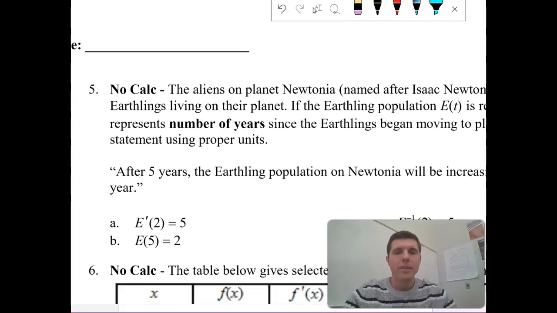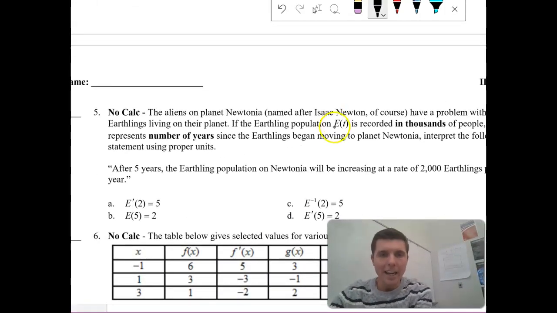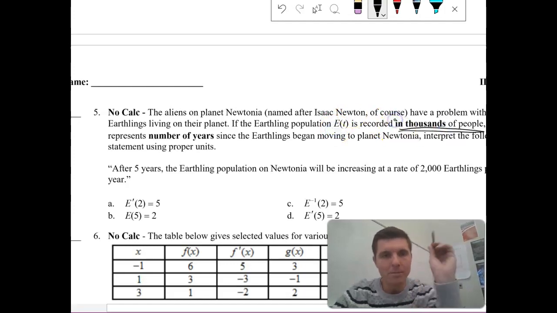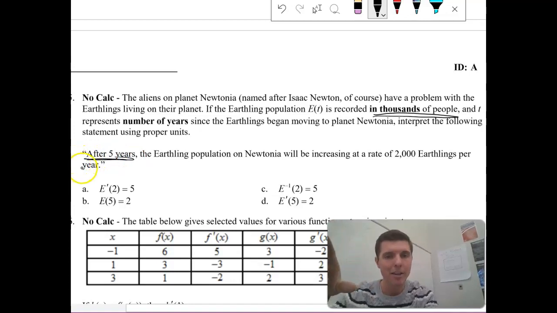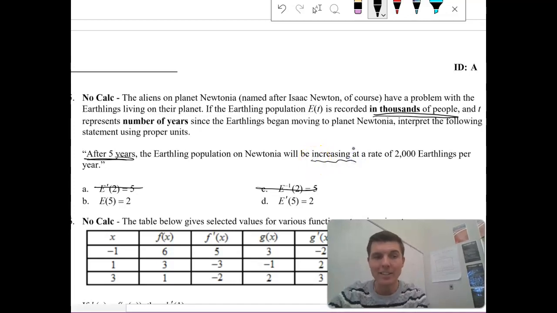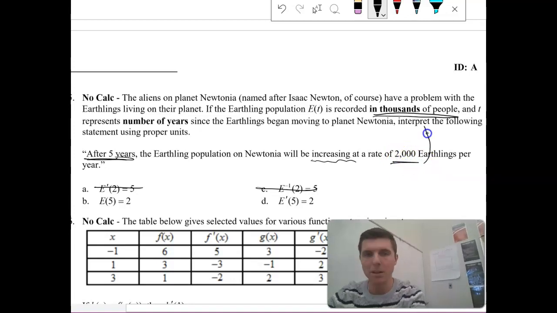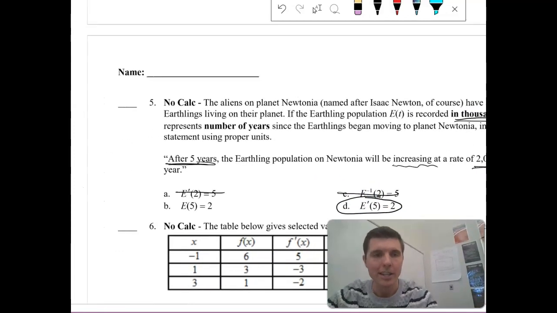Number 5. So this is kind of a weird one. It gives you this whole situation. E of t, the output of E is in thousands of people. T is number of years. So we're saying after 5 years, okay, so we're plugging in 5. I'm going to cross out A and C right away because those don't show that my input is 5 years. Anytime you see increasing, that's a derivative, at a rate of 2,000 earthlings per year. And remember, it was in thousands of people up here. So if the rate is increasing, that's our clue that it's a derivative. B is definitely our answer.